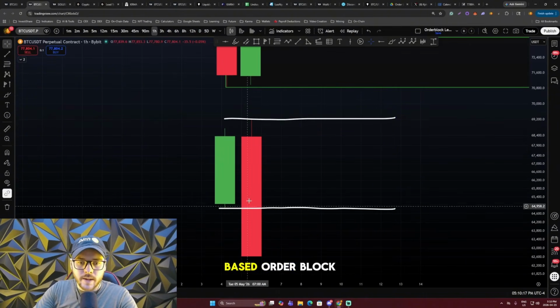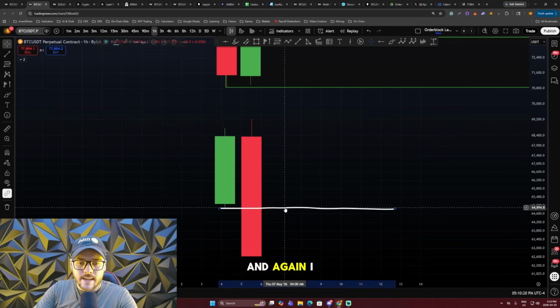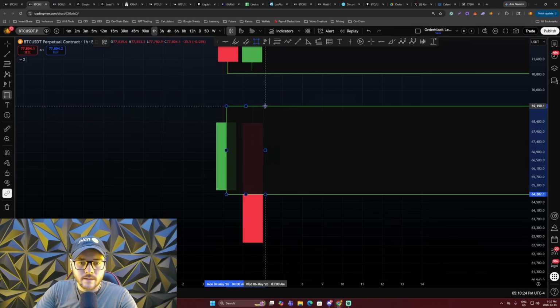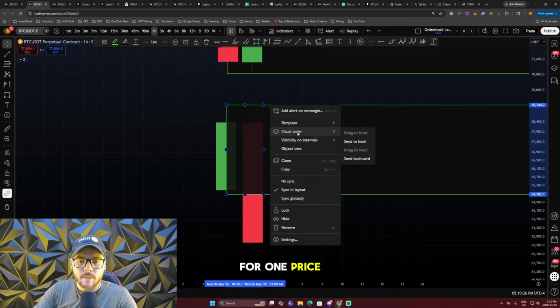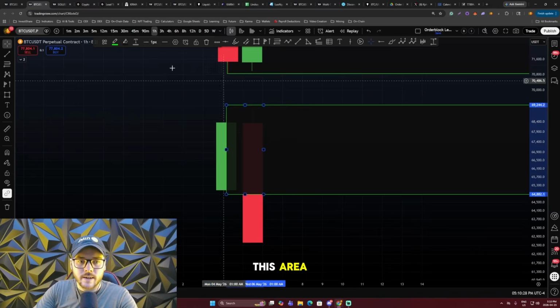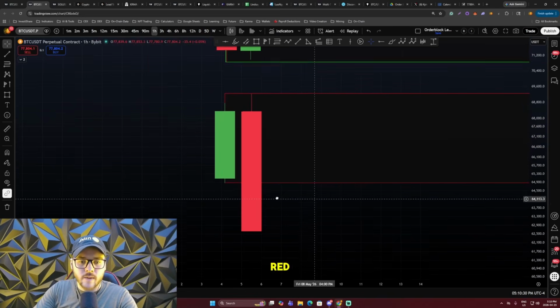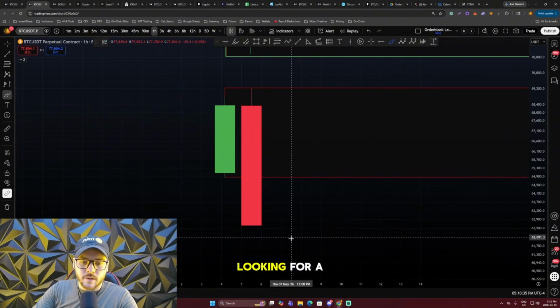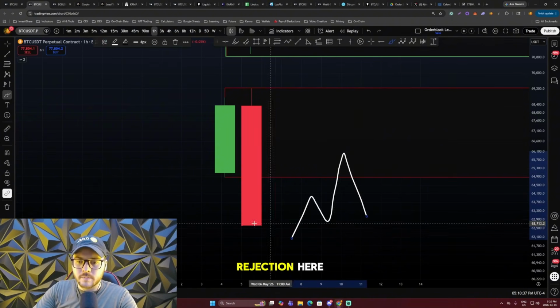And this is a wick-based order block. And again, I like to use a rectangle tool, just marking it like this, so I'm ready for when price action returns to this area. I'll usually change the color to red, so my bias is bearish. It's good for psychology. And I'll be looking for a rejection here.